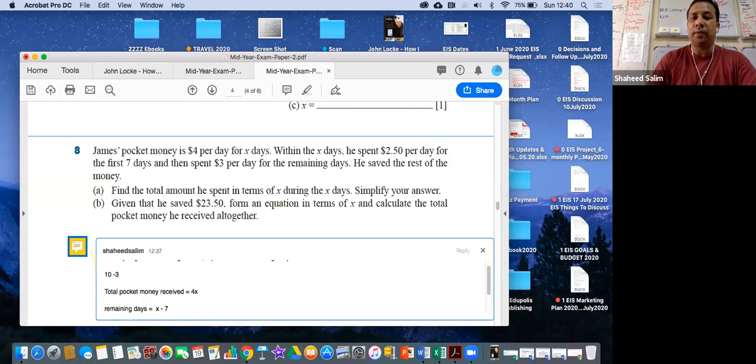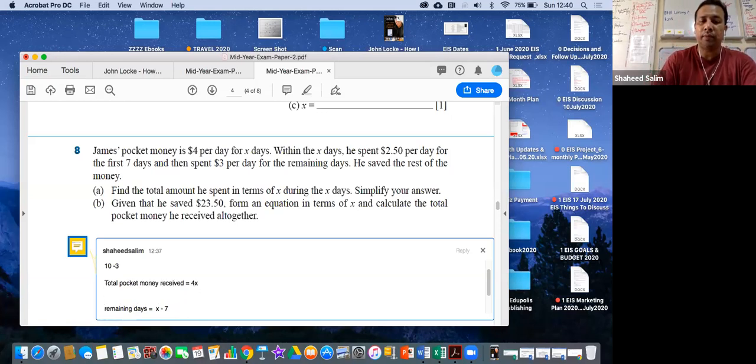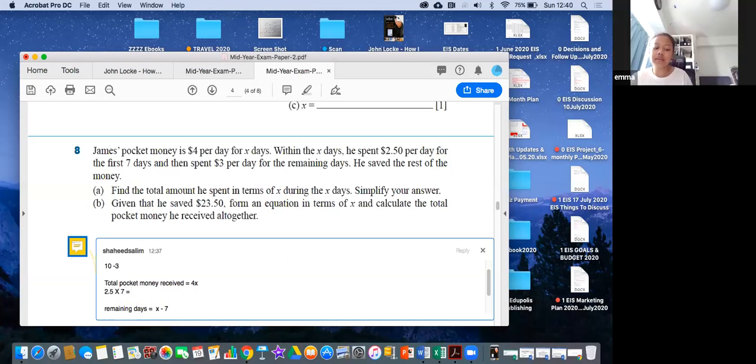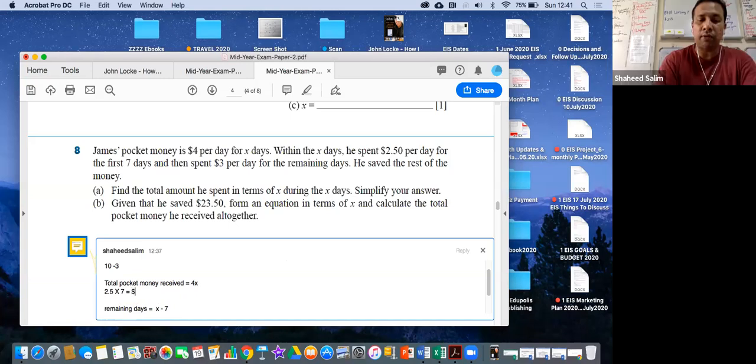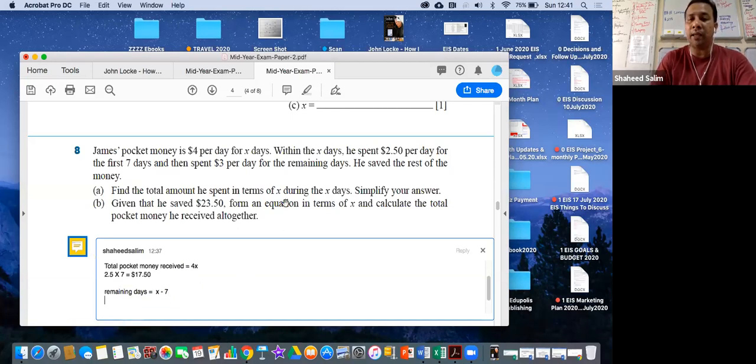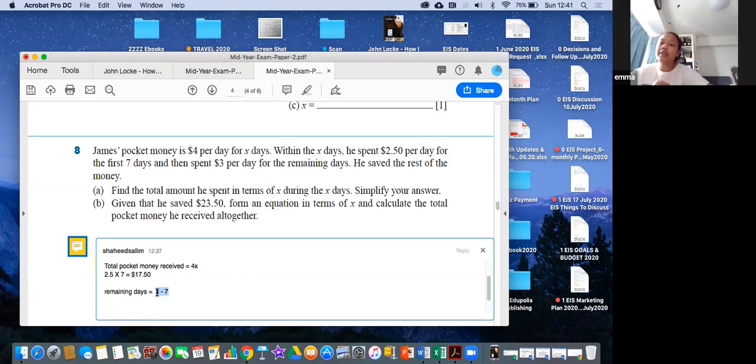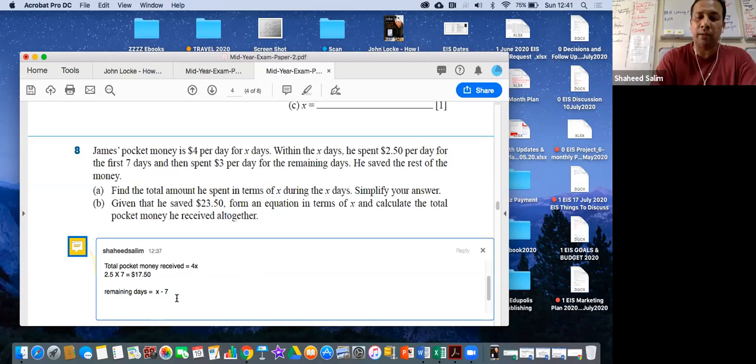Now, within X days, he spent $2.50 per day for 7 days. How much did he spend? $17.50. Good. And for the remaining days, he spent $3. If the remaining days is 3 days, how much money did he spend? 3 times 3, 9, right? But now it's not 3 days. It's X minus 7, times 3. Good.